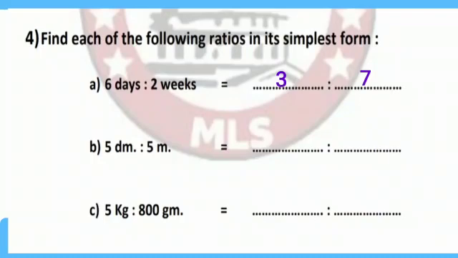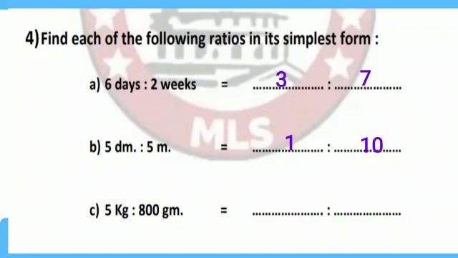B. 5 decimeters to 5 meters. A meter has 10 decimeters, so 5 meters have 50. So we will write 5 to 50 and divide by 5 equals 1 to 10.